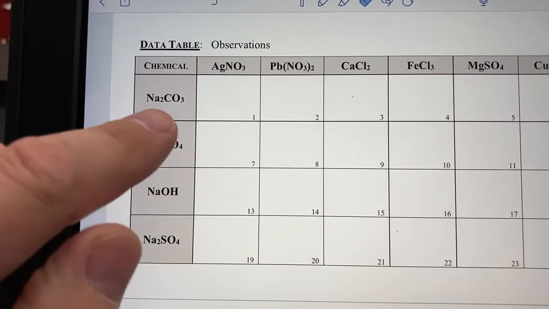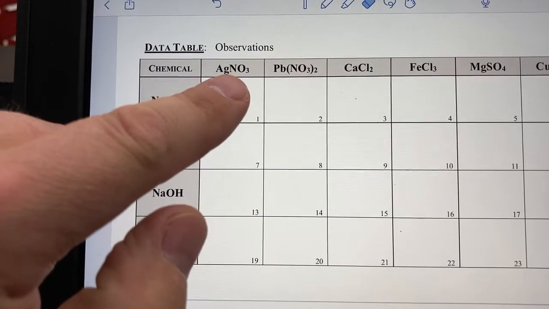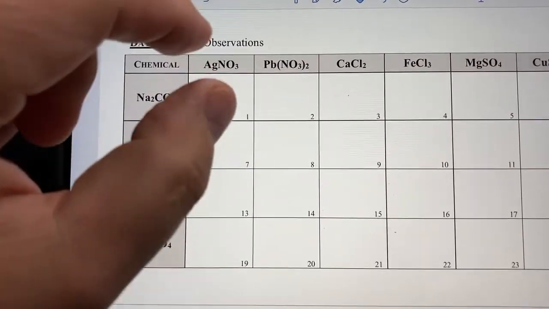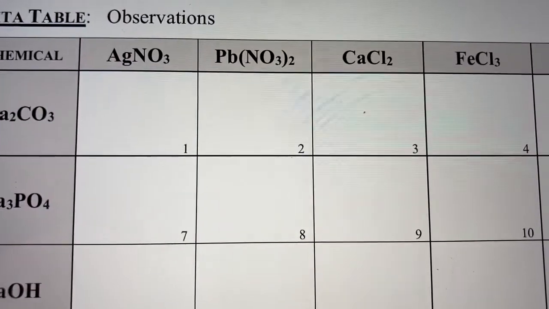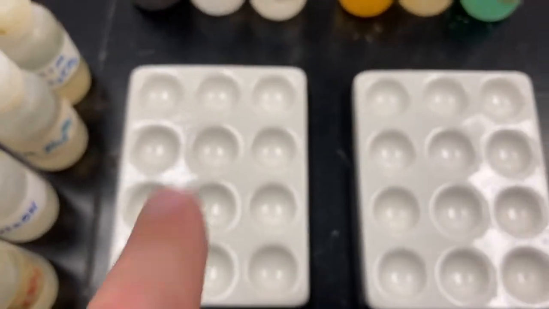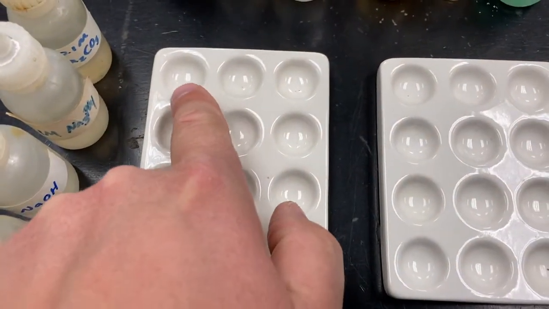So if we talk about sodium carbonate mixing with silver nitrate, that's going to be reaction number 1. You can see we labeled it number 1. And that would be what we see when we look into this well right here. Okay? Now, after I mix these chemicals together, there's going to be a couple possibilities that would happen.